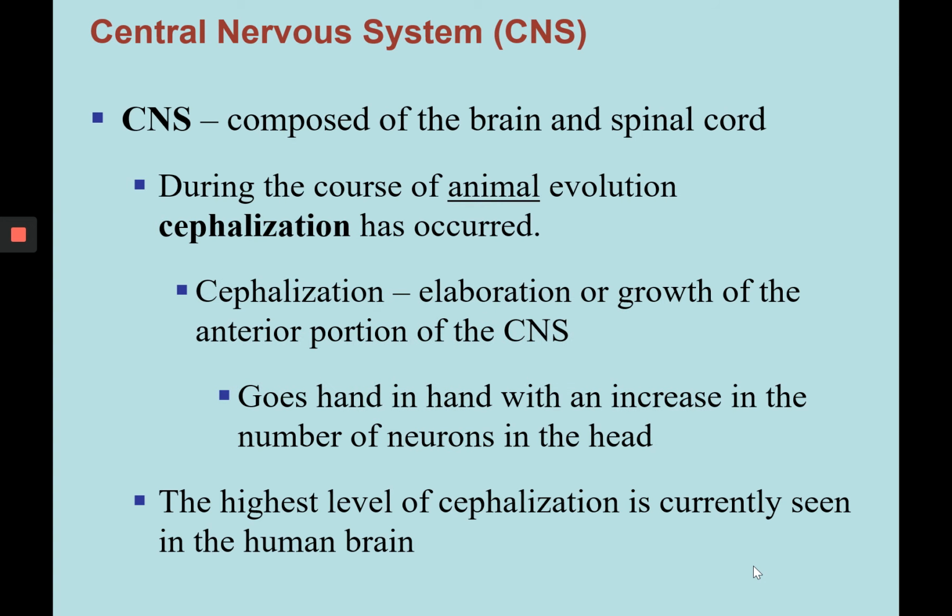The brain and spinal cord of the central nervous system are located in the dorsal body cavity. And over the course of animal evolution, cephalization has occurred. Cephalization is simply the elaboration or growth of the anterior portion of the central nervous system. This goes hand in hand with the increase in the number of neurons in the head that we've seen over a period of time. This increase has very much occurred at the highest level in the human brain. So we've seen the highest level of cephalization in the human.